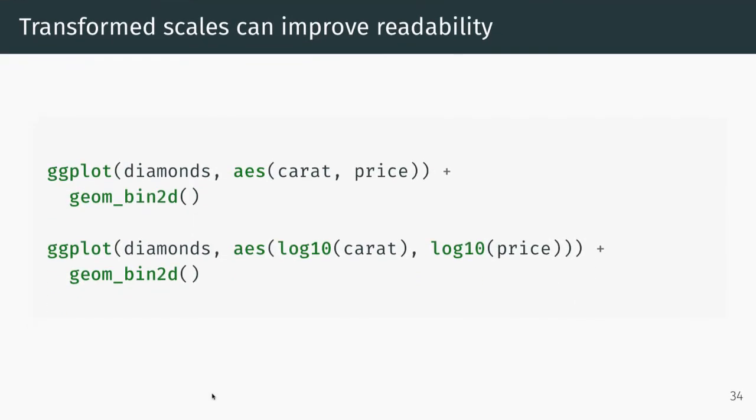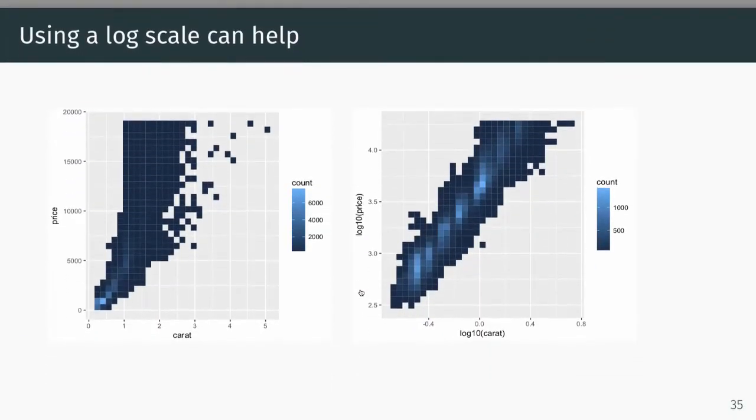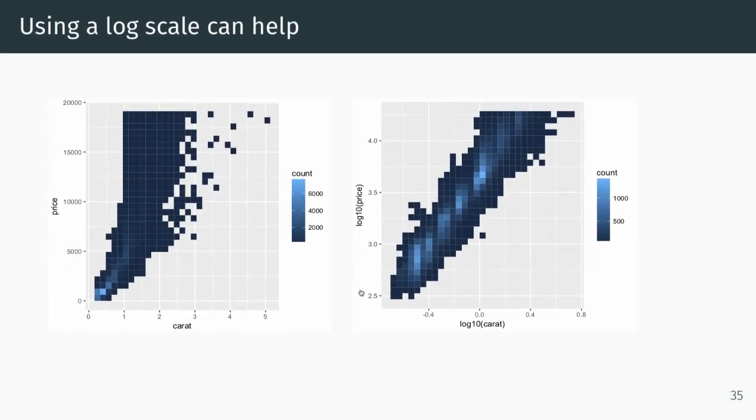Another thing that we can do is transform the scales to improve their readability. Now here are 2 different plots. I'm going to show you the 2 plots side by side. They're identical except that this shows the raw numbers, the raw values, and this shows the log to the base 10 of the raw numbers. And what you can see, or what I hope you can see, is that this is much easier to read.